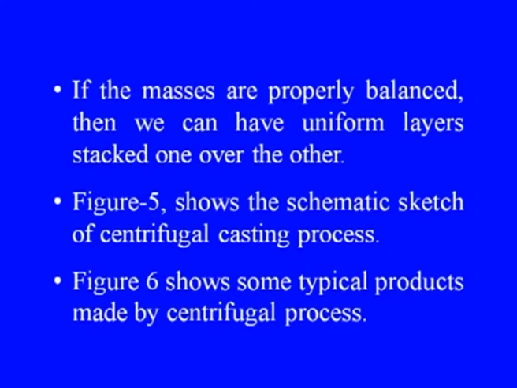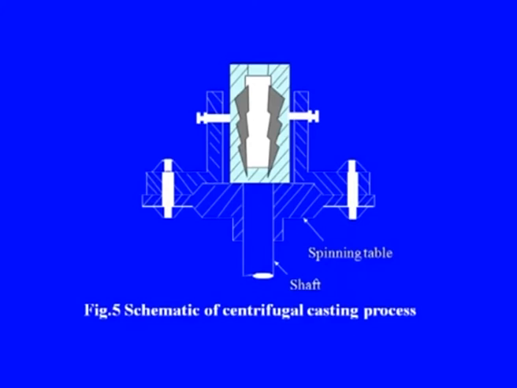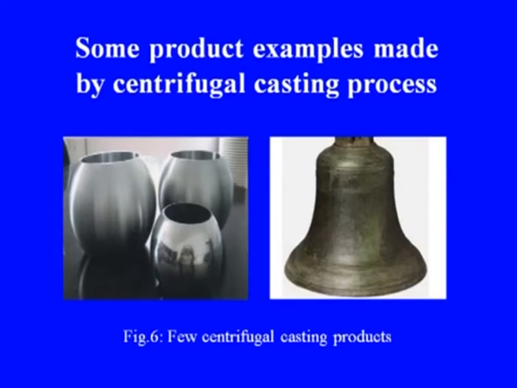Figure 5 below shows the schematic sketch of a centrifugal casting process, whereas figure 6 shows some typical products made by the centrifugal process. This shows the schematic of a centrifugal casting process, and this figure shows a few more centrifugal casting products.